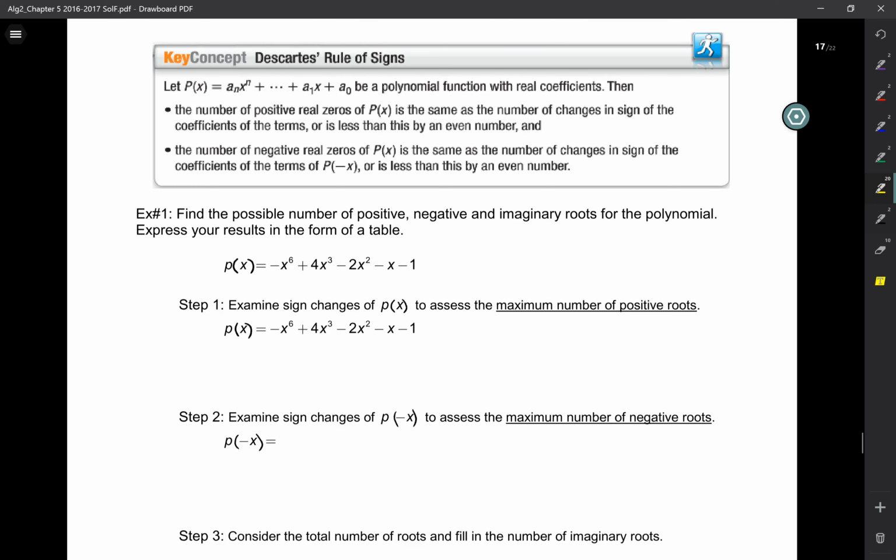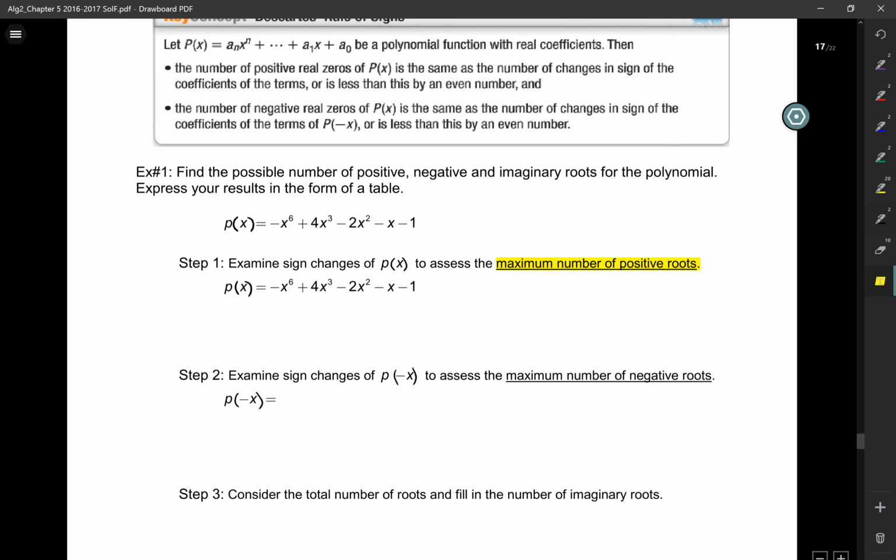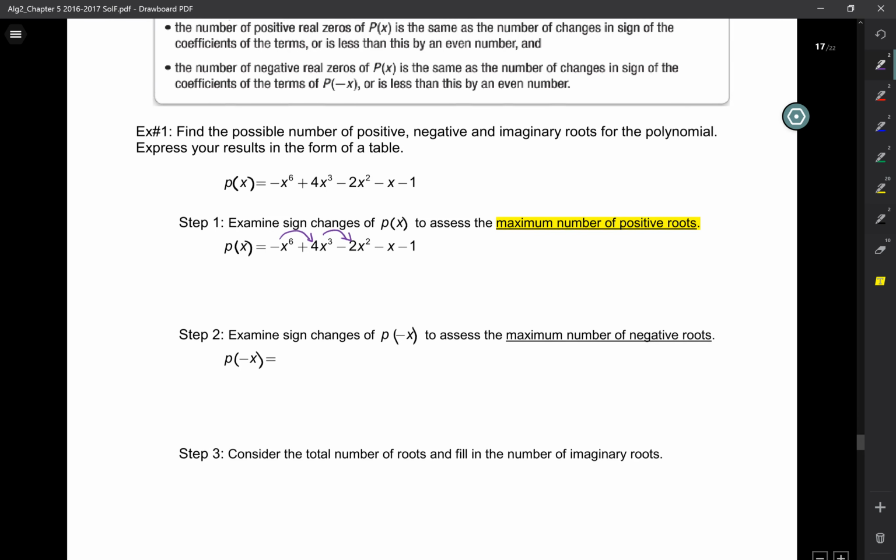What you do is this. First, we have to figure out the maximum number of positive roots. So you take your p of x, your polynomial, and go down the polynomial horizontally and see how many times the coefficients change between positive and negative. Here we have negative x to the 6, then a positive 4, then a negative, so that's twice that the signs changed. So the maximum number of positive roots is 2.